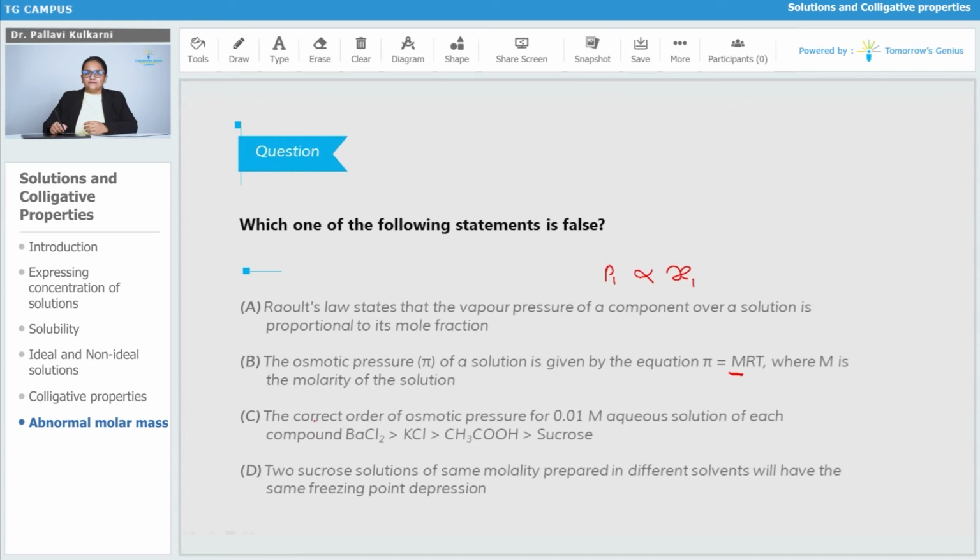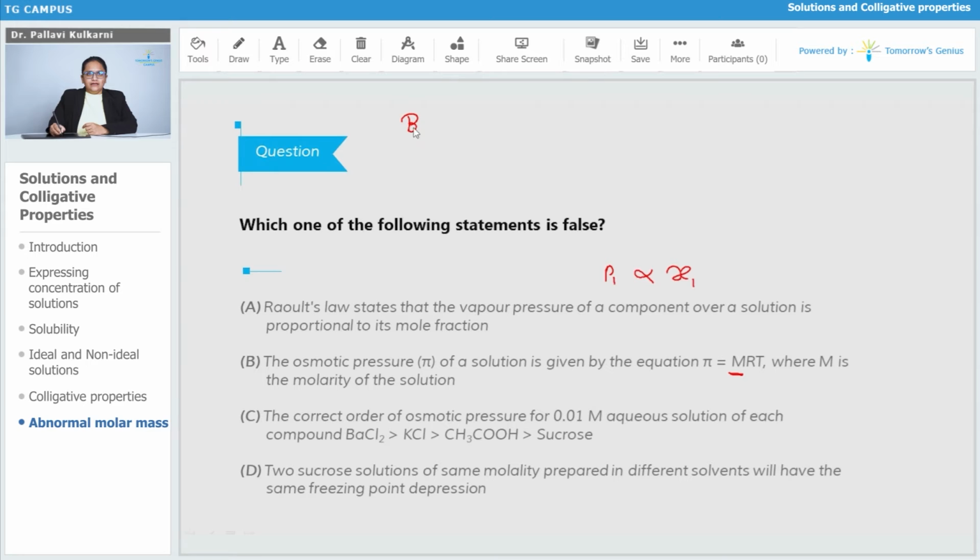Statement number C, correct order of osmotic pressure of 0.01 molar aqueous solution of each compound BaCl2, KCl, CH3COOH and sucrose in this order. Now here concentration is same, the solvent is also same. So obviously the osmotic pressure will depend on the Van't Hoff factor i. Van't Hoff factor i is directly proportional to the number of ions produced in the solution.